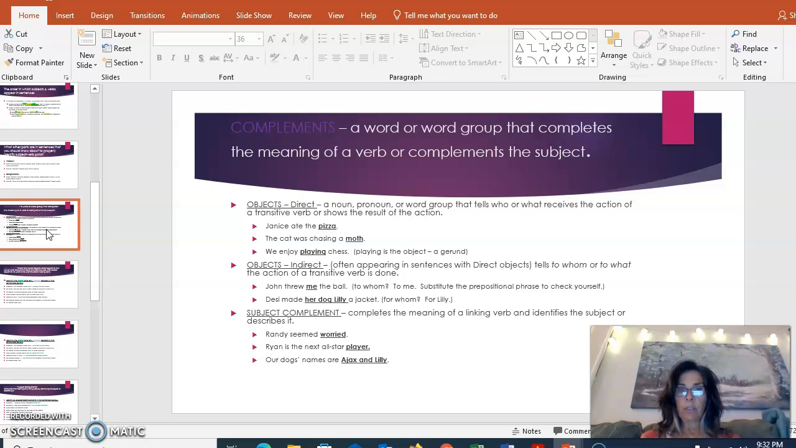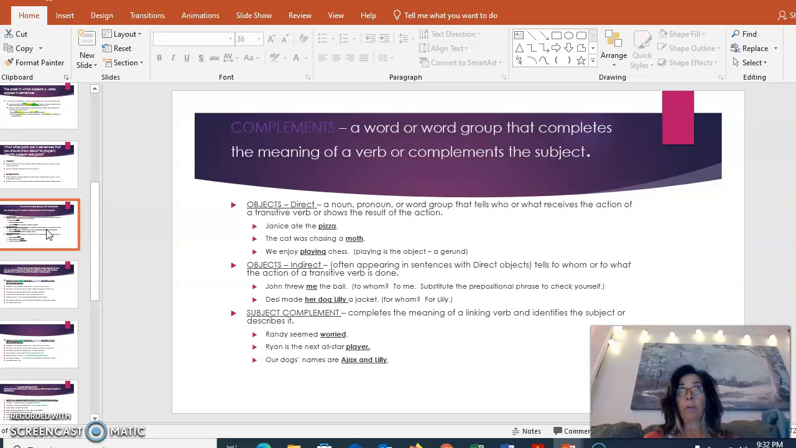Desi made her dog Lily a jacket. So the direct object is the jacket, right? That's receiving the action of making, but to whom? To Lily. Or for whom? For Lily.